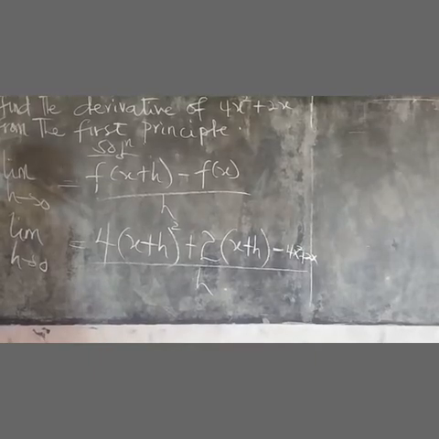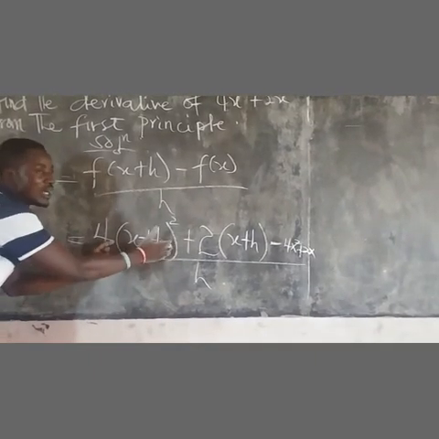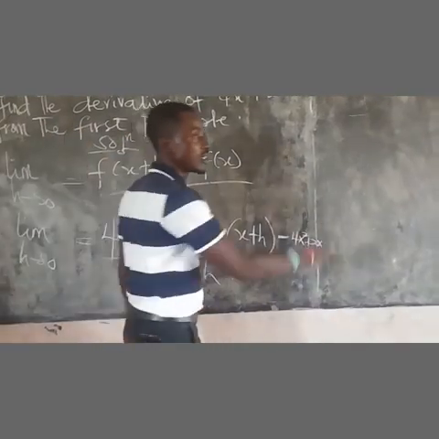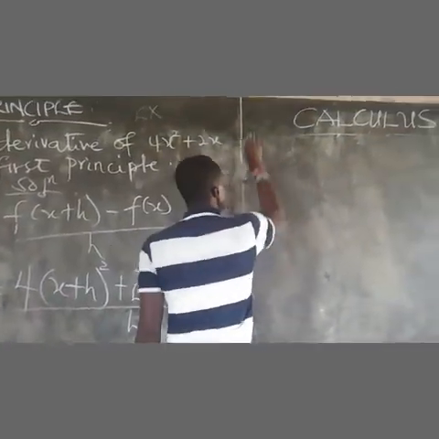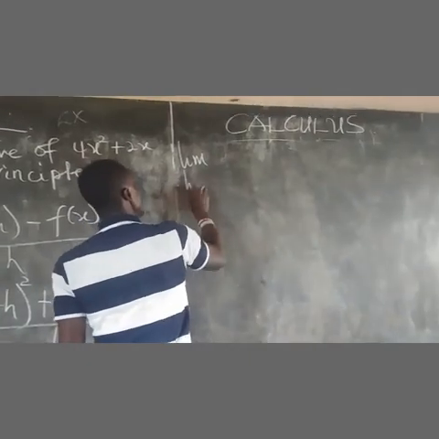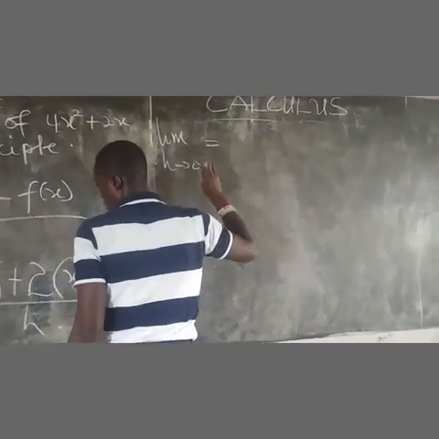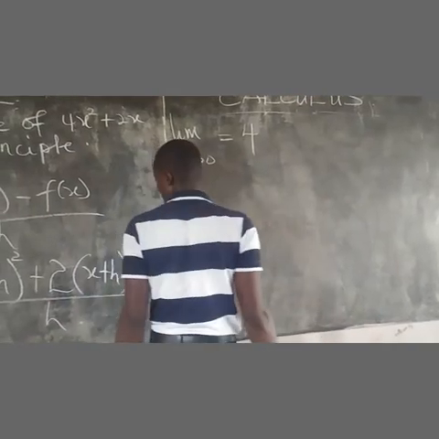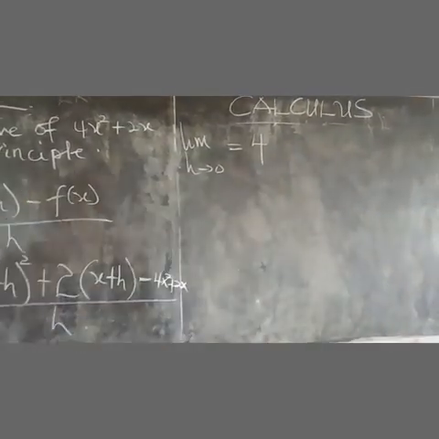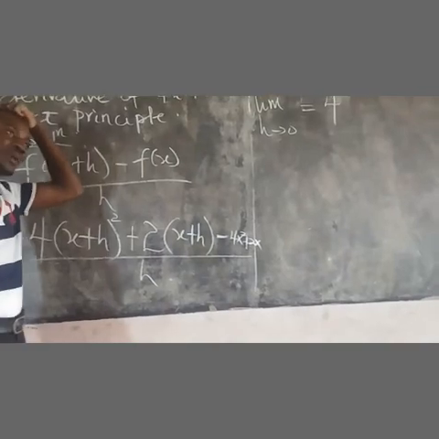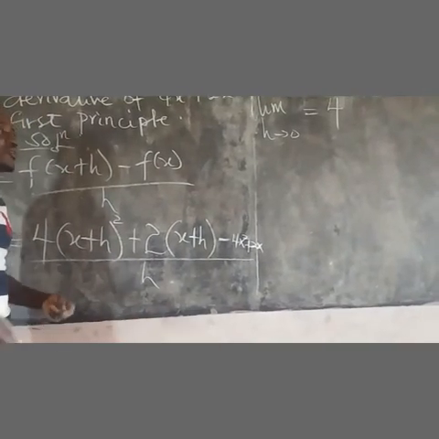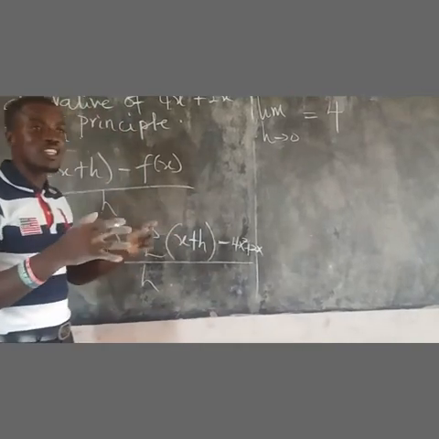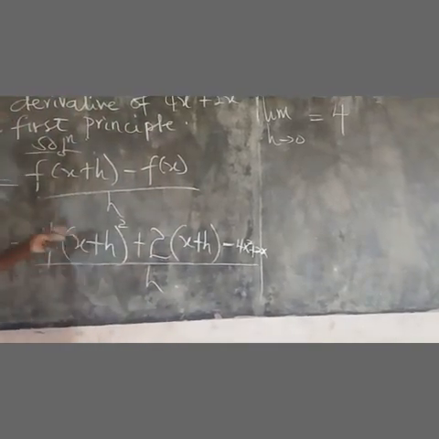All divided by h. So now let's expand the bracket. Come to this side with me. So the limit as h approaches 0, we have 4. That is the coefficient of the term. Let's maintain it. If you expand (x plus h) squared, you can use Pascal's triangle, you can use the combination method, or even the binomial expansion, or even the normal factorization method. You can use any of these to solve it.